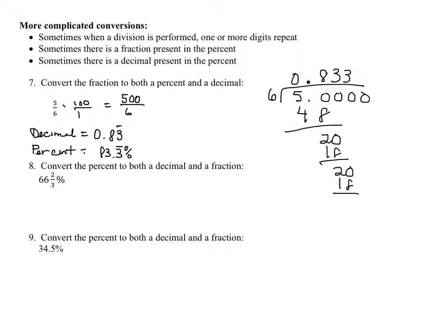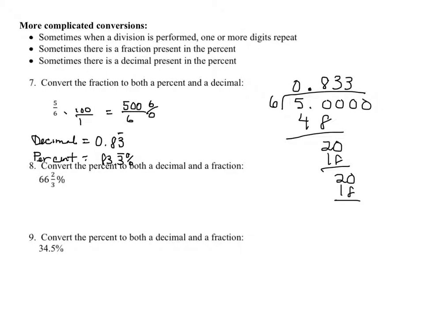Let's convert this to a mixed number because this is the percentage. So now we're going to divide 6 into 500 without doing any decimal stuff. 6 goes into 50 8 times, 48. 6 goes into 20 3 times, 18 with 2 left over.